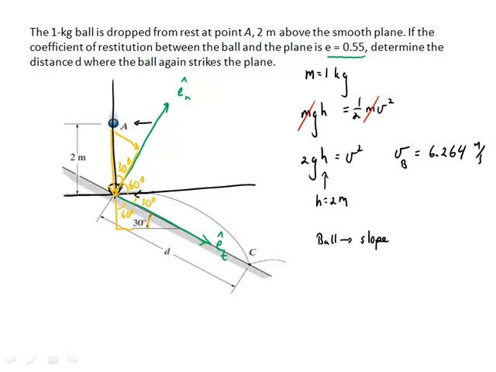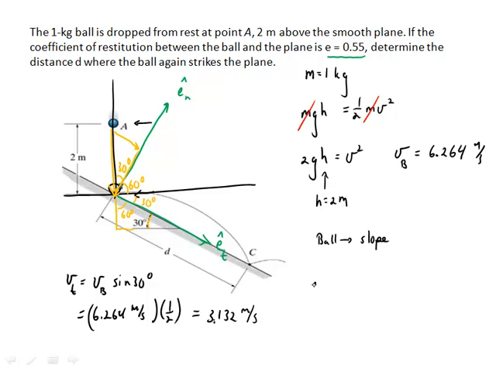So it turns out then that the tangential component of this velocity, V tangential, will equal V sub B, tangential is in this direction, times the sine of 30 degrees. And so that's 6.264 meters per second times 1/2, which of course is a sine of 30 degrees. So the tangential velocity would be 3.132 meters per second.